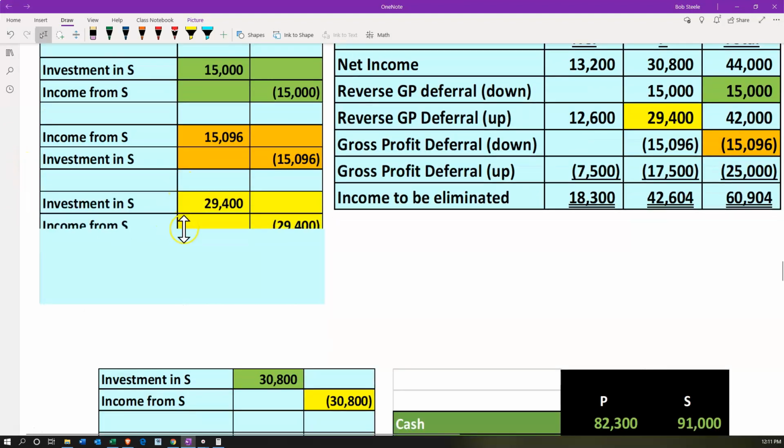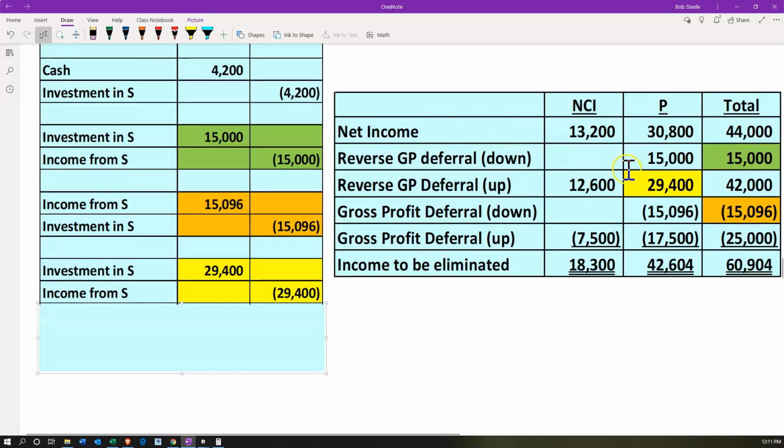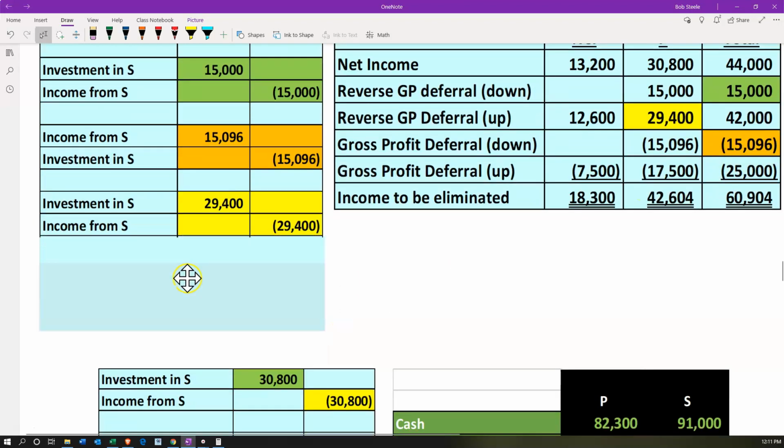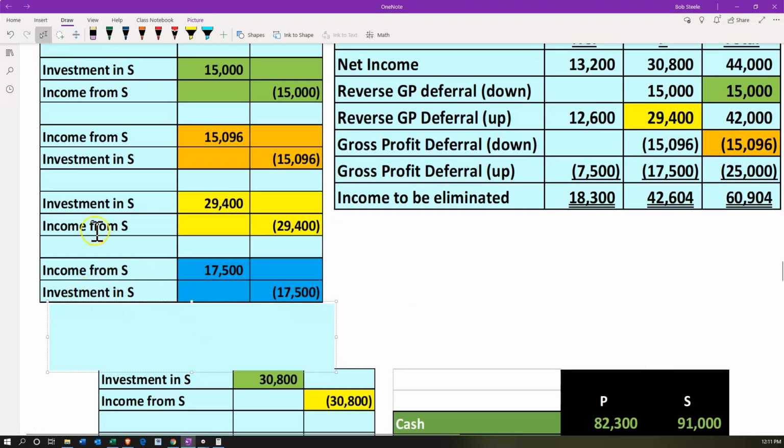Then let's take a look at the up transactions. The investment in S is going to be debited and income from S credited for this reversal of the gross profit deferral, basically last year's up transaction, meaning going from S to P. We're going to be picking up this line in P's column, not the total, the 29.4. And then finally, we will do the income from S. Notice again, these are kind of equal and opposite transactions: 17.5 investment in S. This one should be blue here if I was doing this the way I wanted to. But gross profit deferral up. So now we've got the two up transactions, this being the up transaction in the current year.